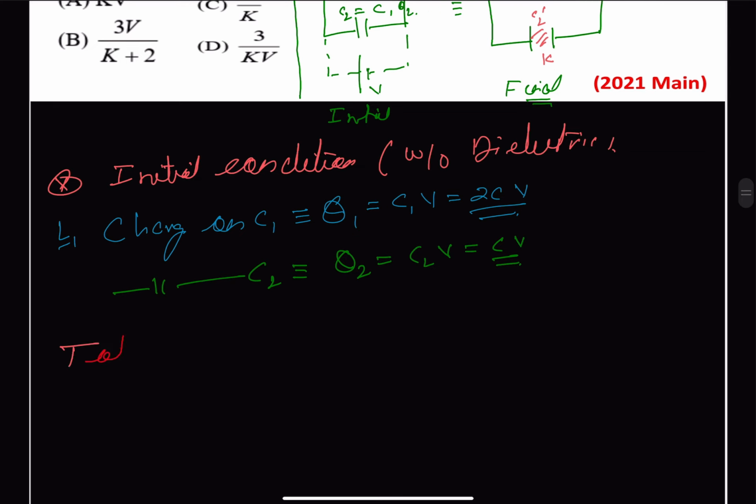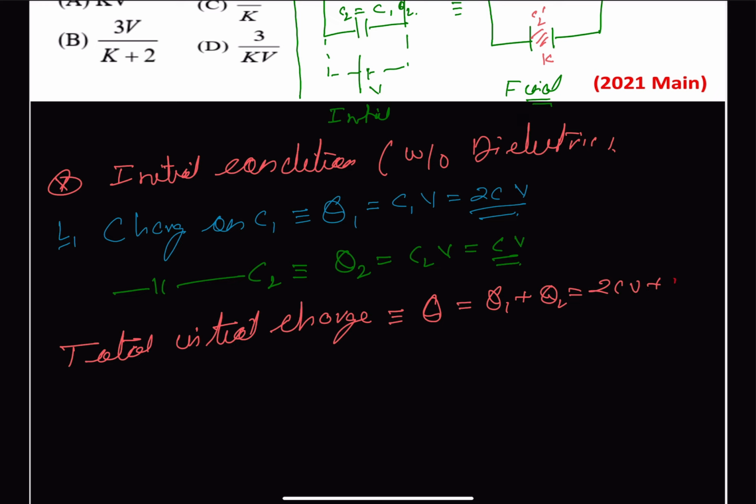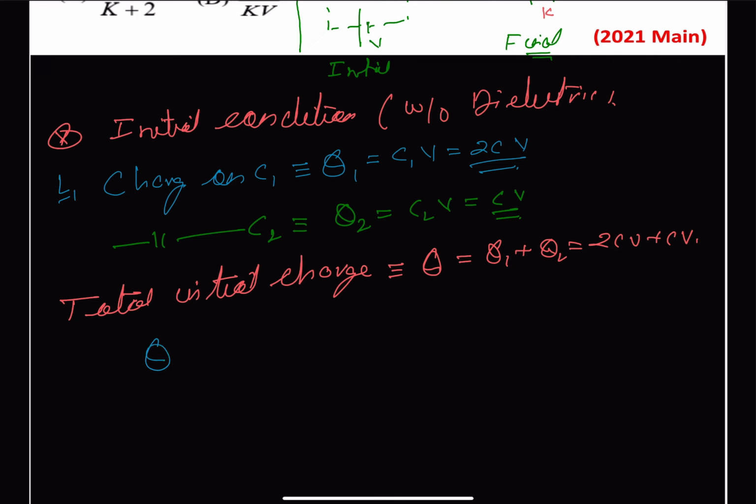Total initial charge, let us call this Q, will be equal to Q1 plus Q2. This comes as twice CV plus CV. This gives us the total initial charge, that is our Q, is equal to 3 times CV.